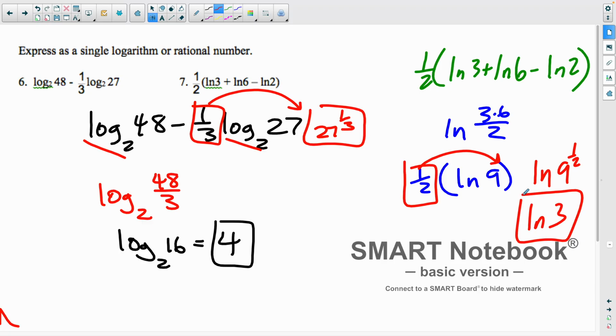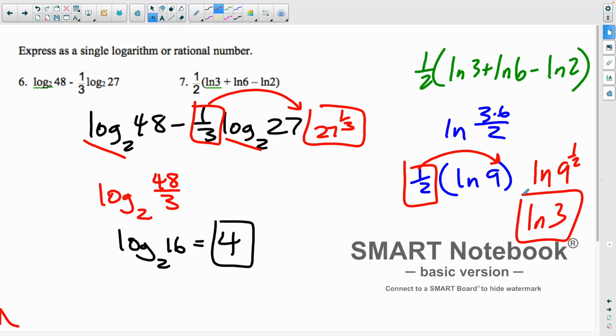Now, it didn't quite simplify as much as the previous one did, but it's pretty nice. It's a pretty simple little log, all right? I don't know what the answer is. I'd have to type it in my calculator, but if it's non-calculator, that's what I'm gonna write right there. Just natural log of 3. I'm gonna move on. Okay? Questions on either of those two?